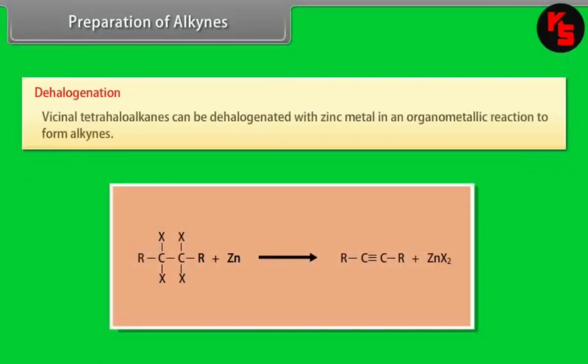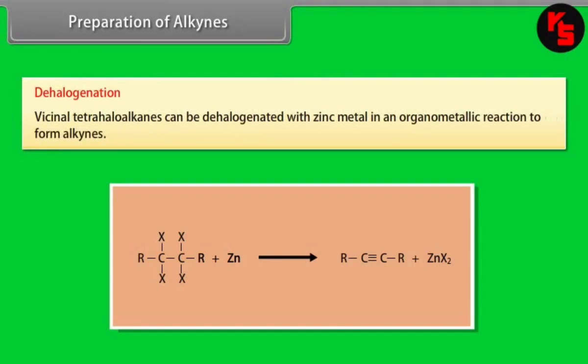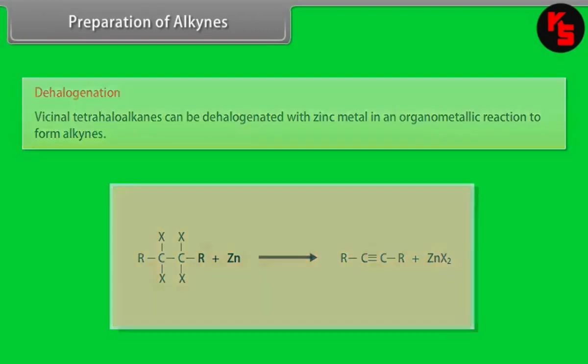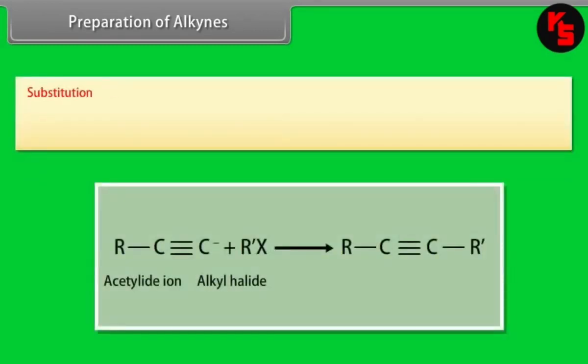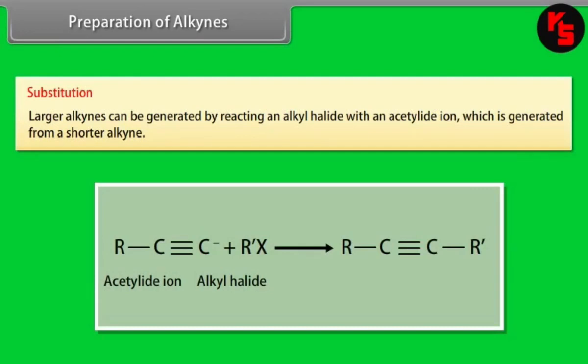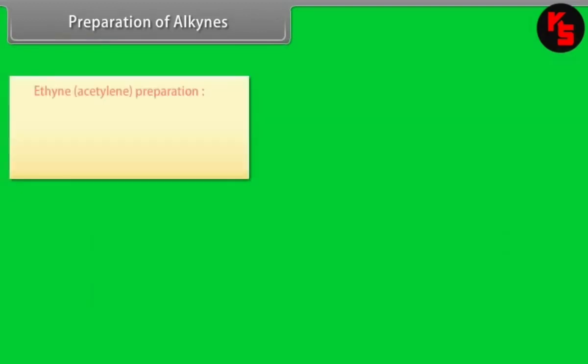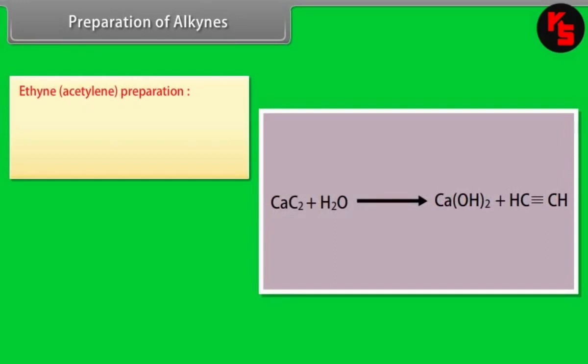Dehalogenation. Vicinal tetrahaloalkanes can be dehalogenated with zinc metal in an organometallic reaction to form alkynes. Substitution. Larger alkynes can be generated by reacting an alkyl halide with an acetylide ion, which is generated from a shorter alkyne. Ethyne, acetylene, preparation.